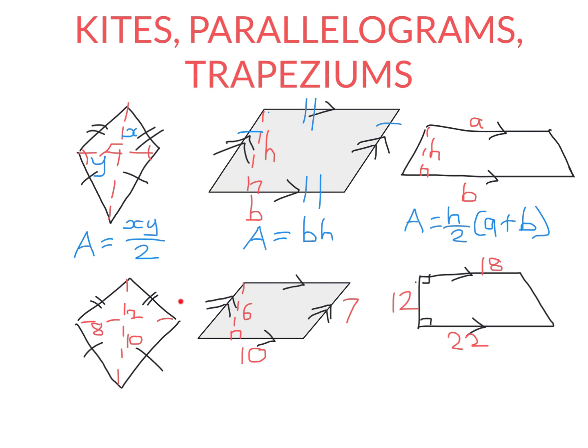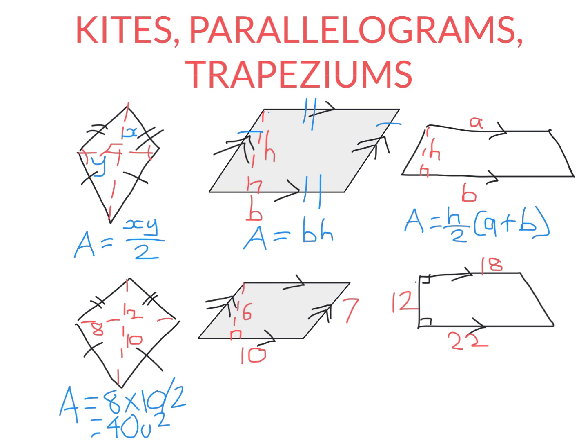So here we have a kite. Now I want you also to note that a rhombus is a special type of kite, so the area of a rhombus is calculated the same way as it is for a kite. So for this shape here, the area is just going to be the two diagonals multiplied together, and then you divide by 2. So 8 times 10 divided by 2 is 40. No units were given, we'll just write units squared.